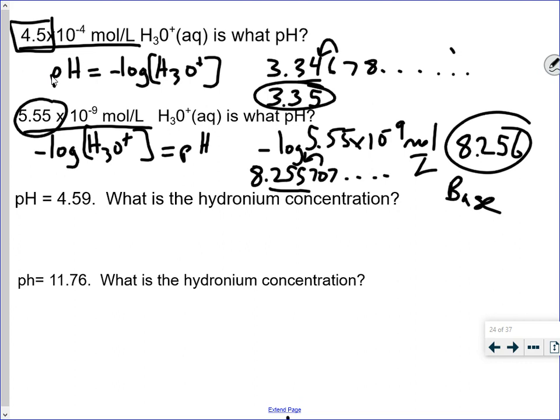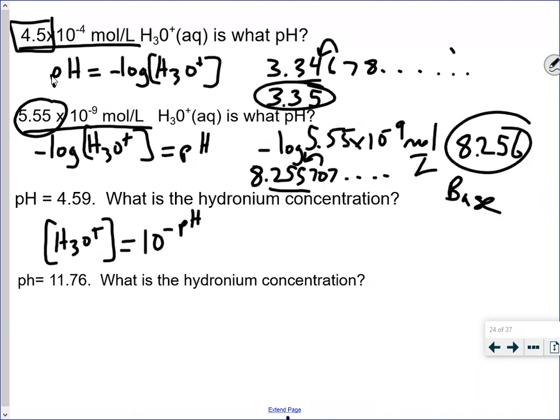All right. Now going the other way. Let's say I have pH and I have to find the hydronium ion concentration. So H3O concentration is equal to the inverse log of pH. Should put the formula in there.